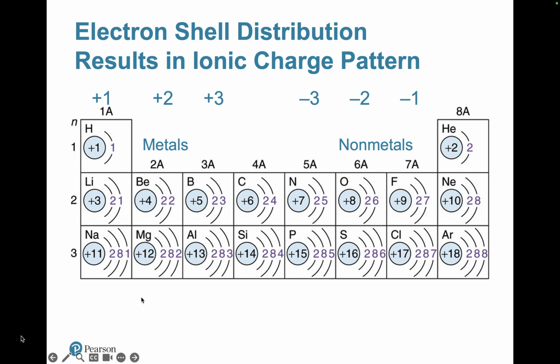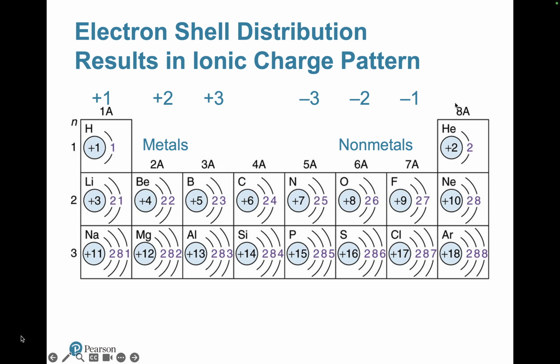And so this is just another showing you of the different charges. Again, group 1, +1 charge. Group 2, +2 charge. These are all the metals, right? And then group 3, +3 charge, right? These are still metals like aluminum. And then we jump over to this side here, which is the nonmetals on the right hand side.